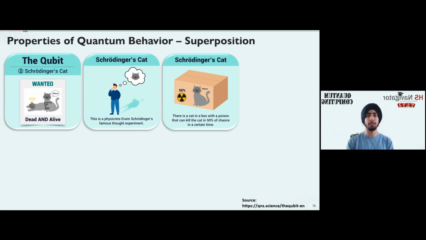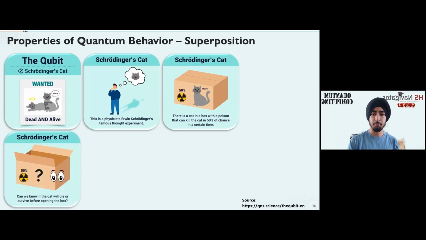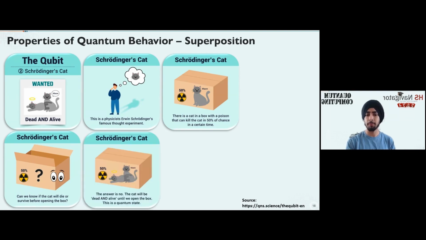Keep in mind, this is a completely fictional scenario. This was never actually tested. It's just a thought experiment. So you put the cat in the box, you put the poison in the box, and now the question is, can you know if the cat will be alive or not alive before you open that box? Obviously, once you open the box, it's easy to tell. While the box is closed, do you have any knowledge about that situation?